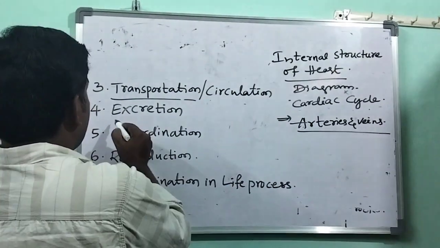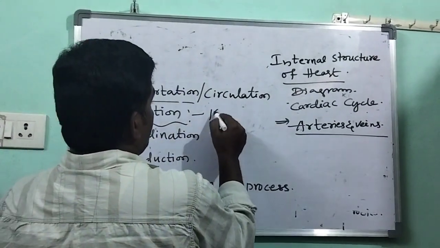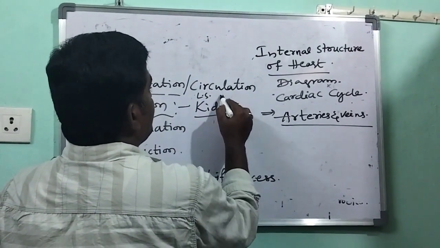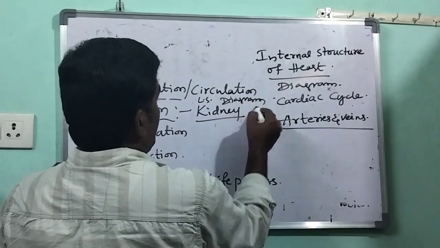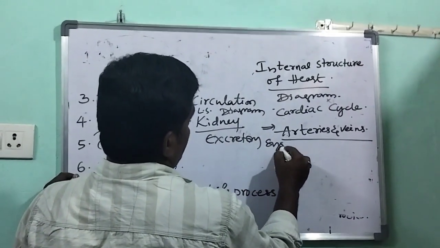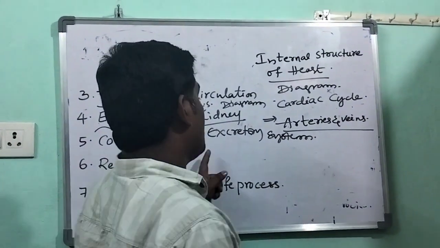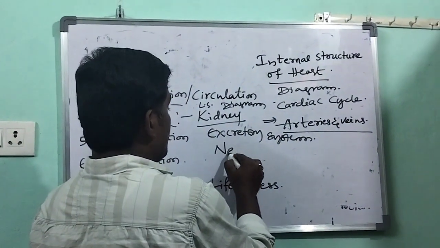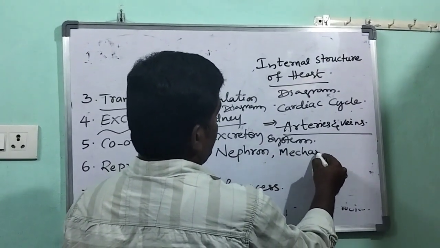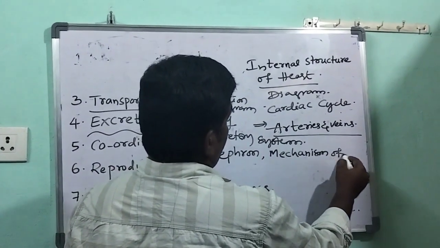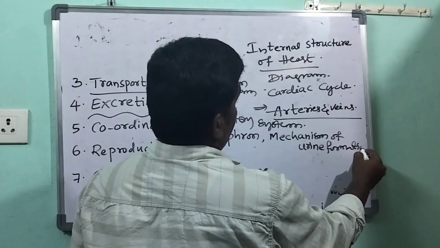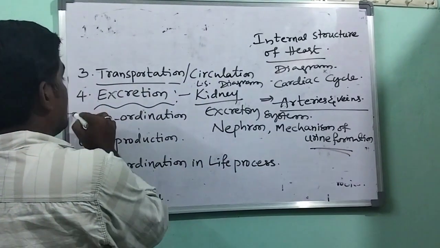Okay. Next, excretion. Excretion means kidney. So the LS of kidney diagram and the excretory system diagram. Then the nephron diagram, structure of nephron, mechanism of urine formation. So these are the important topics from this excretion chapter.